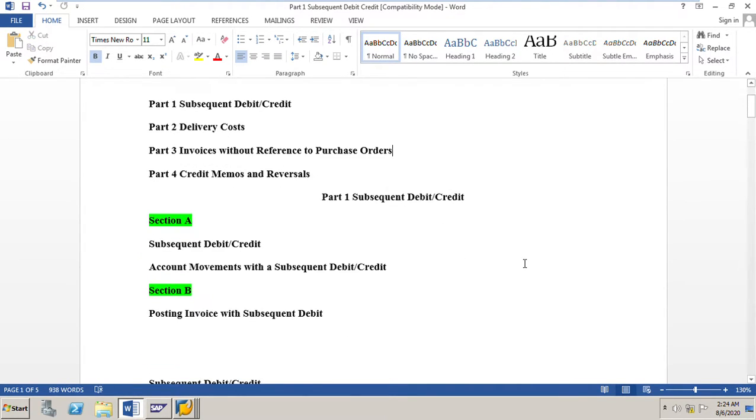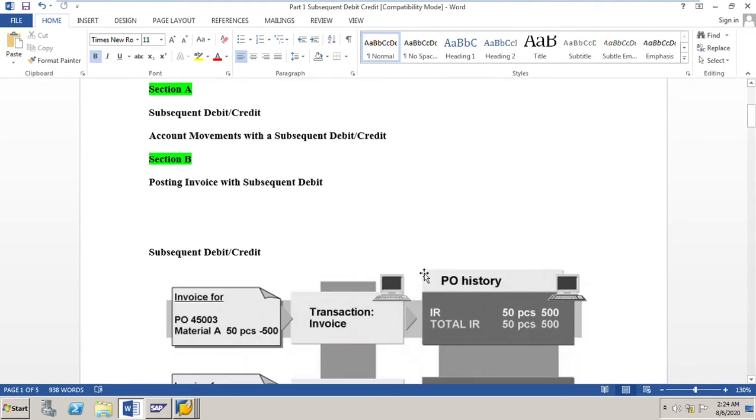I have divided this into two sections. In Section A, we will learn about the overview of subsequent debit and credit. And in Section B, we will do one exercise and post an invoice with subsequent debit. Now, we will learn about the overview of the subsequent debit and credit.